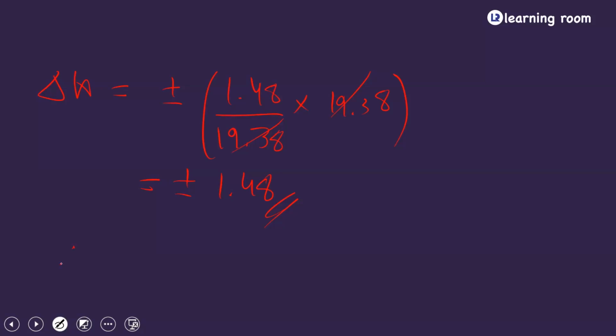So finally what you write is your area is equal to, what is the value of area that you get? 19.38 plus or minus 1.48. This is how you are going to write your answer. This is the form in which it's going to be. Now we are going to learn about something called significant figures. Basically the idea is that instead of saying 19.38 and all, you can round off. It makes your life slightly simpler, easier.